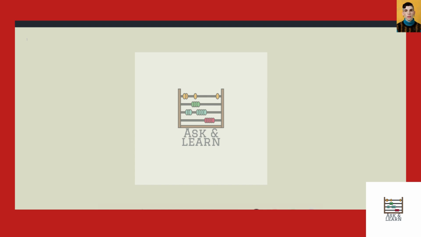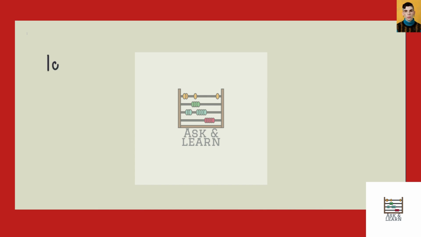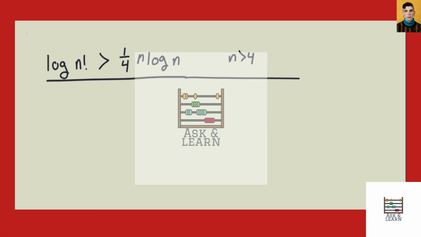All right, so here we are to prove that the log of n factorial is greater than 1/4 of n log n for n greater than 4. Okay, so we'll start by letting n be greater than 4.